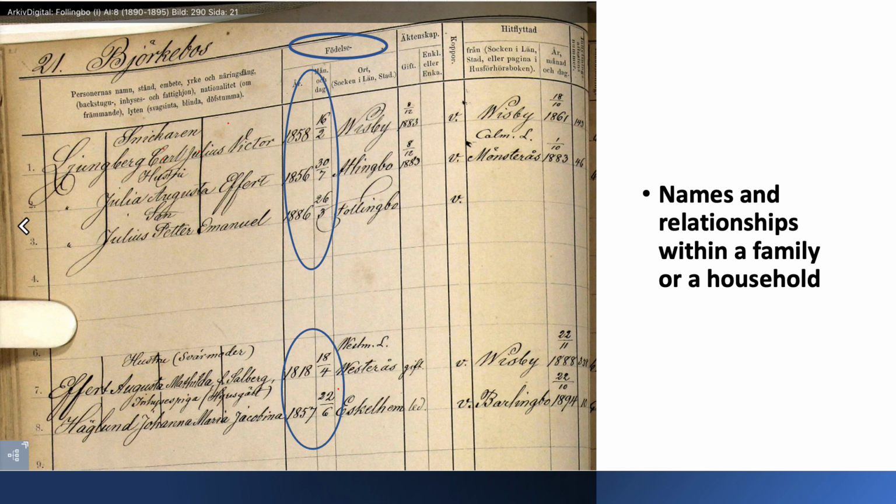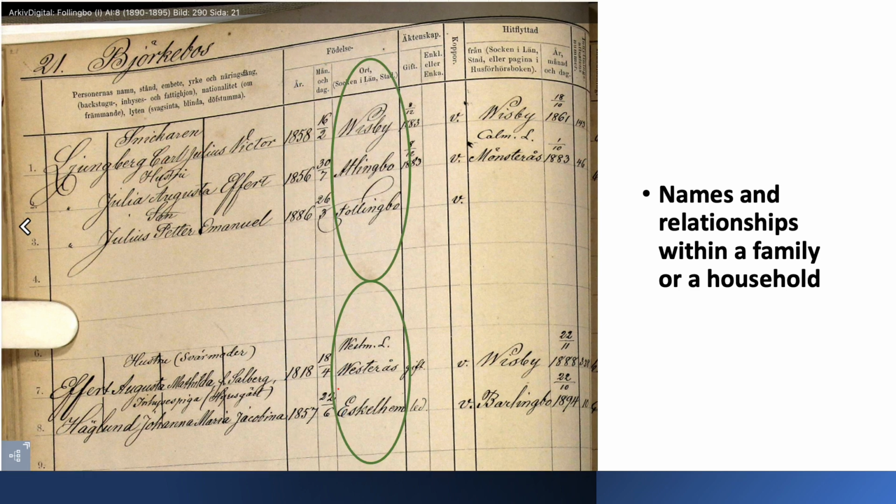I have also found that if a person has moved into the area from another parish, their birth date may be less accurate. Next to the birth date is usually written the individual's place of birth. You can see here that Carl was born in Visby. Julie was born in Atlingbo, and the son Julius was born in Fullingbo.